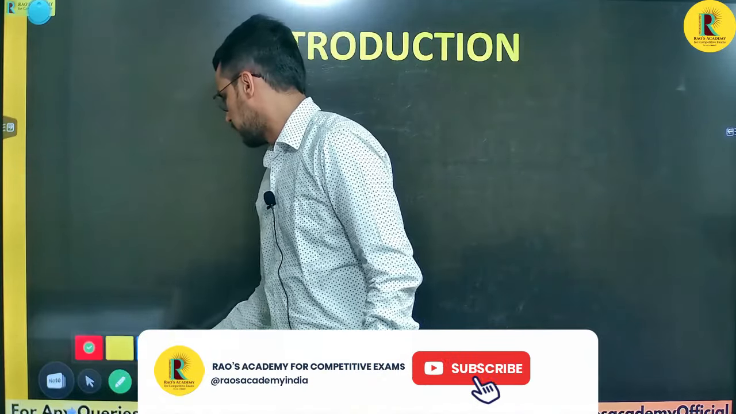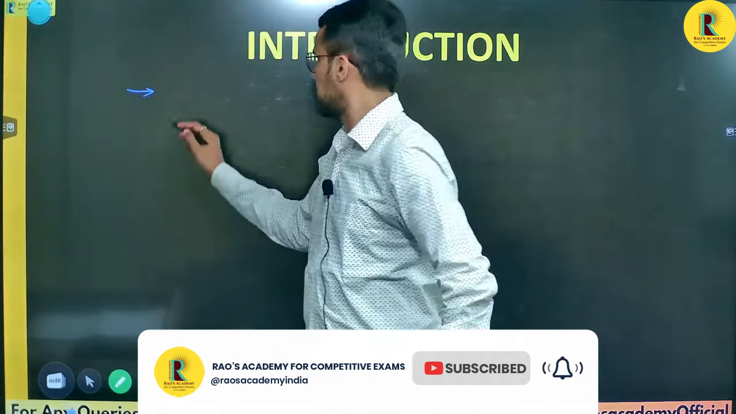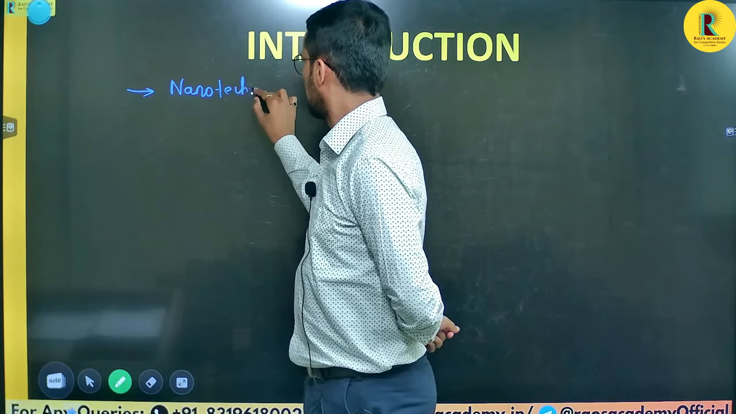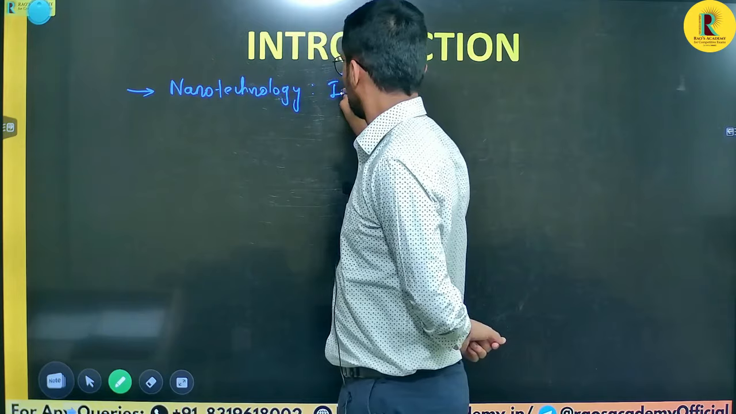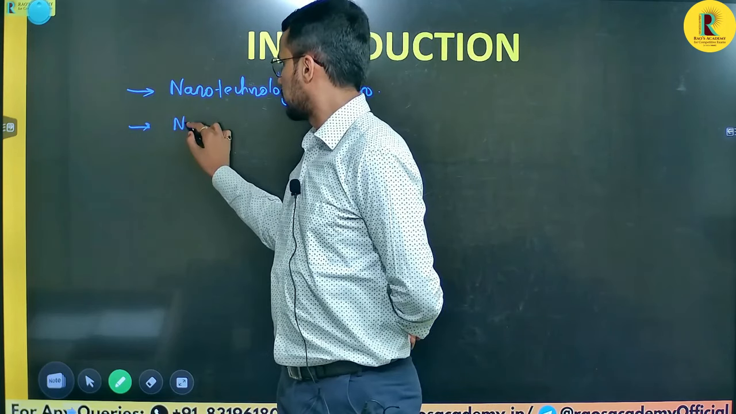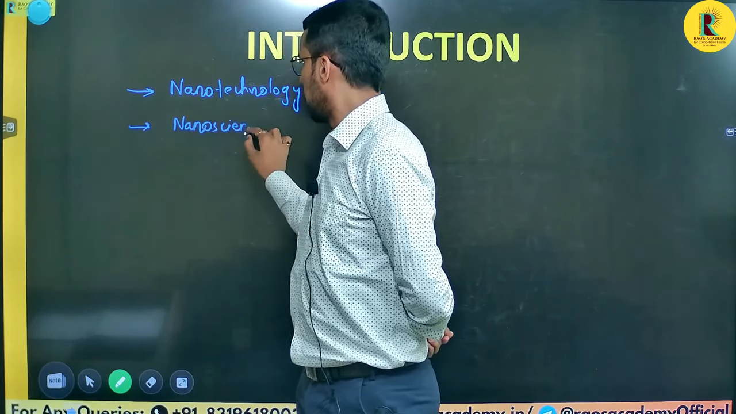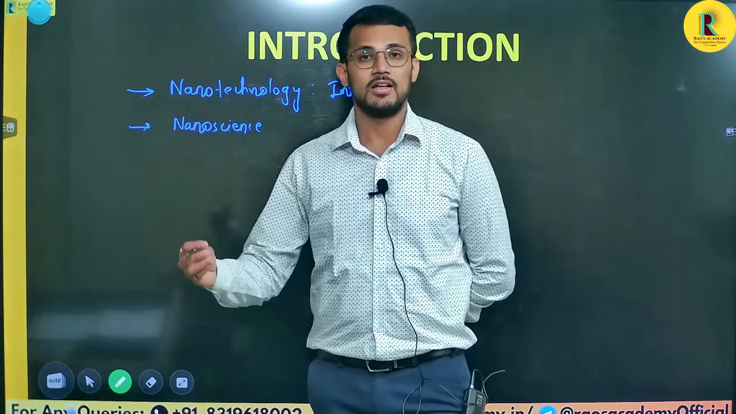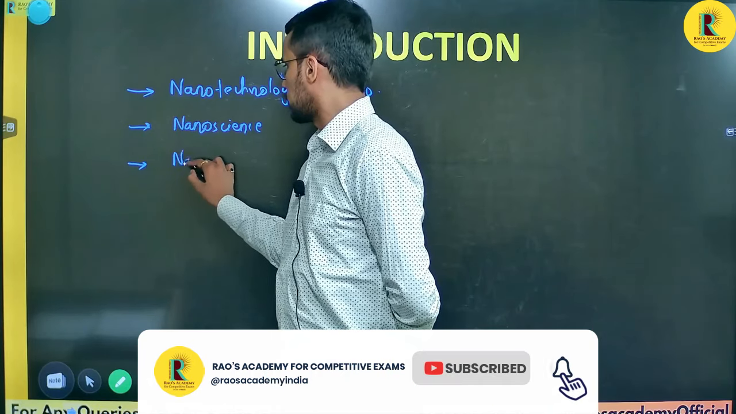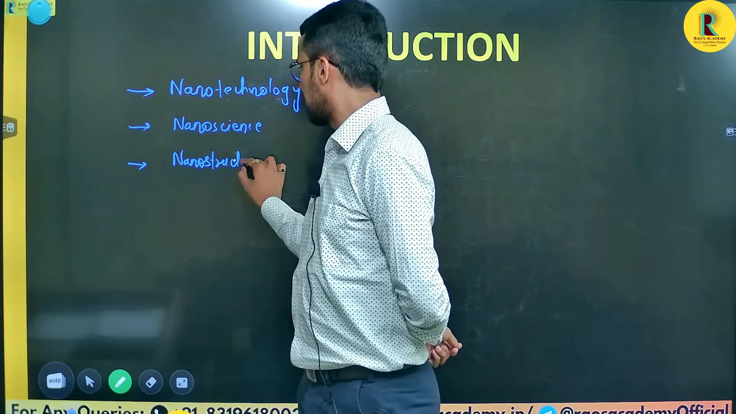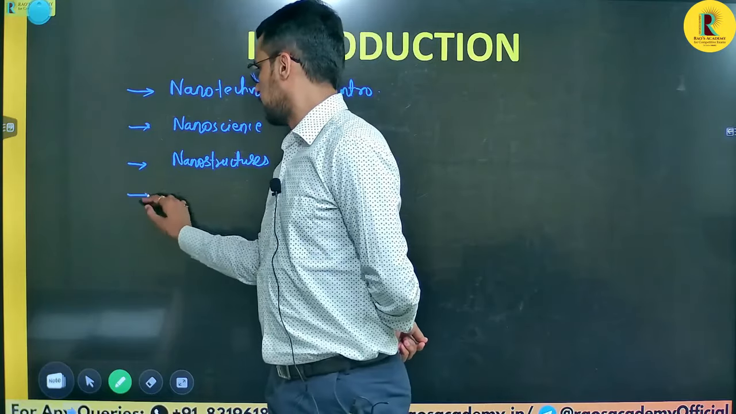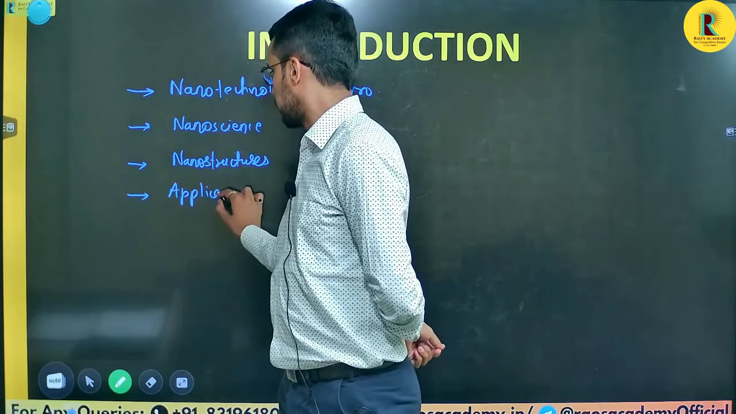So under nanotechnology, we will discuss firstly some introductory points. Nanotechnology introduction. Then we will discuss some important aspects of nanoscience, wherein our focus would be on the properties that get changed at nanoscale. Right? Then we will discuss the nanostructures. There are some important structures that are exhibited by nanoparticles. Those nanostructures we will discuss, and then we will discuss the applications of nanotechnology in various sectors.